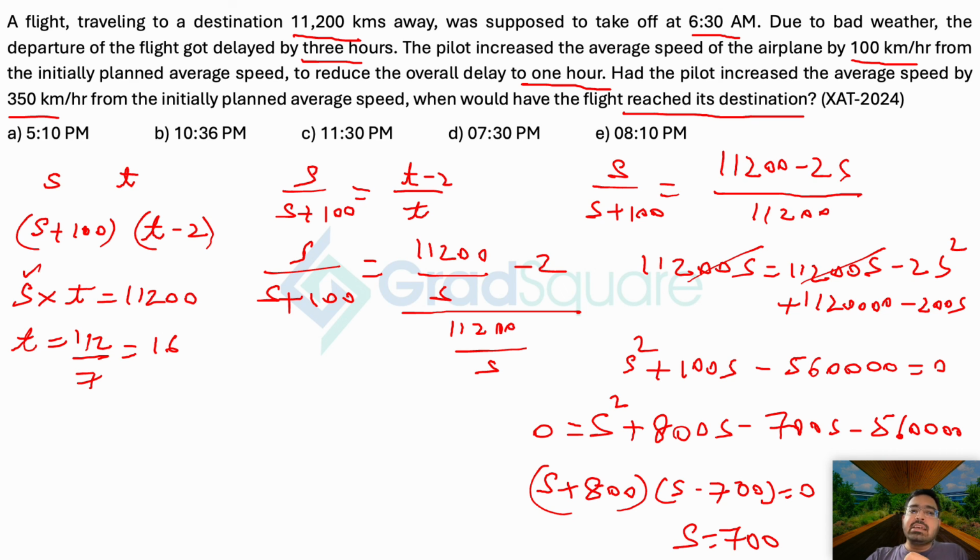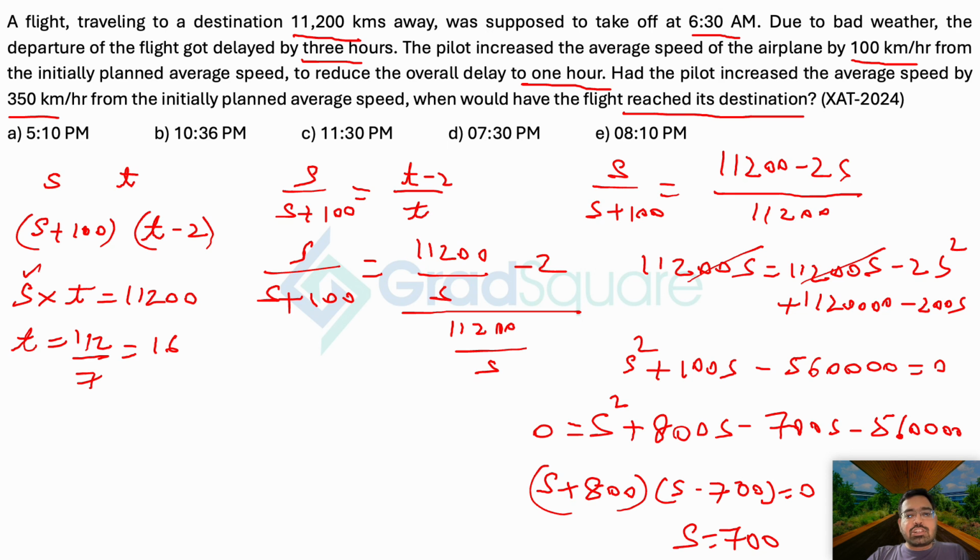Now the question is saying that when speed is increased by 350 kilometers per hour, what time will you reach the destination? We know the starting time of this flight, which is at 9:30 a.m., right? Now what time will you reach there? So if I know the travel time, I'll be able to answer this problem. So I know the value of T now. Can I find out the value of S also? S is 700, that is also there.